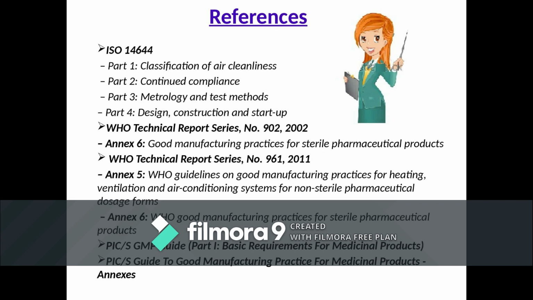The basic guideline for clean room classification is ISO 14644. All the other regulatory bodies are following ISO only. So there are four parts of ISO. Part 1 is the classification of air cleanliness. Part 2 is the continued compliance of that. In part 3, all the test methods and metrology are there. And part 4 is related to design, construction and startup. Then the other guidelines, the WHO TRS and the PIC/S GMP guideline, also have the requirement of clean room classification.